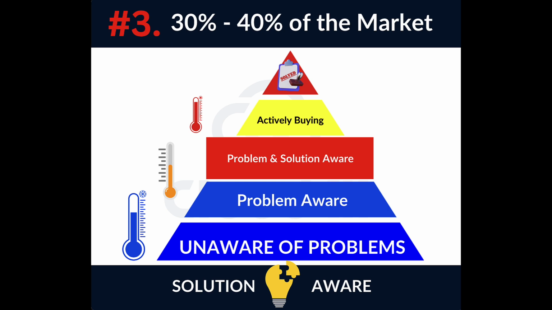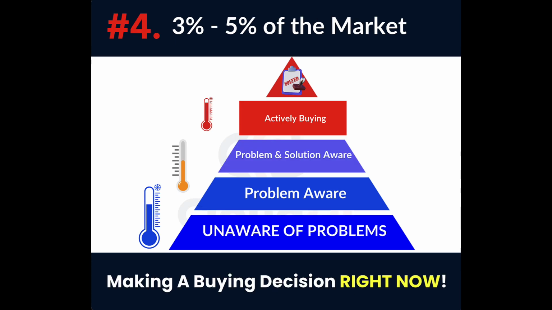And they become solution aware. We want to be there top of mind when they move into the next phase, which is the actively buying phase. This is the phase of the marketplace where just about all of us want to be. 3 to 5% of the market at any given point is in the buying phase. They're making a buying decision right now. They already are aware of the problems. They're already solution aware. They've already gone through the process of identifying what solutions they're going to be deploying for their problem, and they're actively in the buying phase.